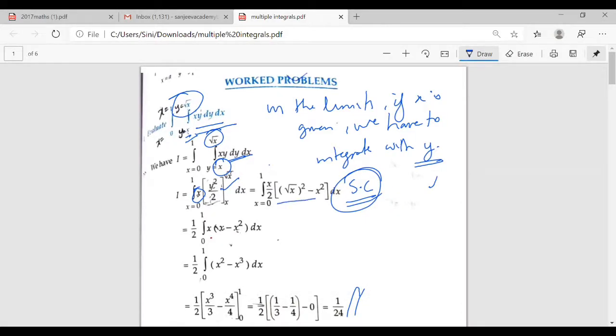So x by 2 into root of x the whole square minus x square respectively. So root of x square is what? x. Then you multiply this x inside. That's all. Then integrate separately. Then x cube gives 1 by 3 minus 1 by 4. So we take the LCM, or you can use a calculator, and we get the answer 1 by 24. Or directly you can substitute the answer 1 by 24, because we already know the answer of this particular question.